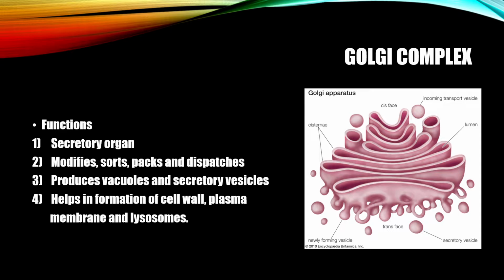So let us study the functions now. The first function of the Golgi complex is that it is the secretory organ of the cell. Second, it modifies, sorts and packs material synthesized in the cell and dispatches them to various agents like plasma membrane, lysosome, etc. Third, it produces a vacuole and secretory vesicle. And the fourth function is it helps in the formation of cell wall, plasma membrane and lysosomes.